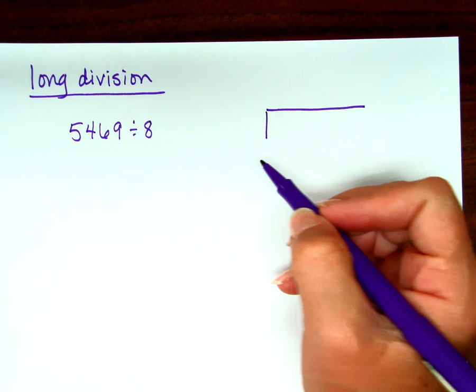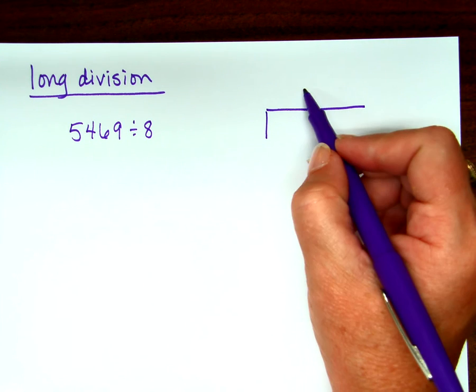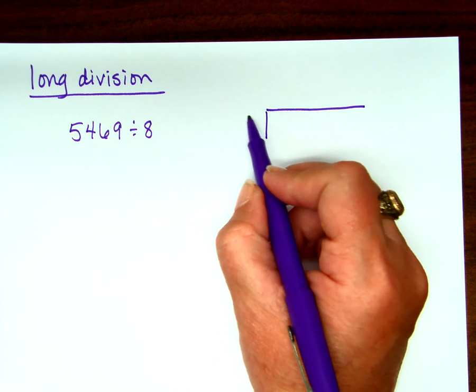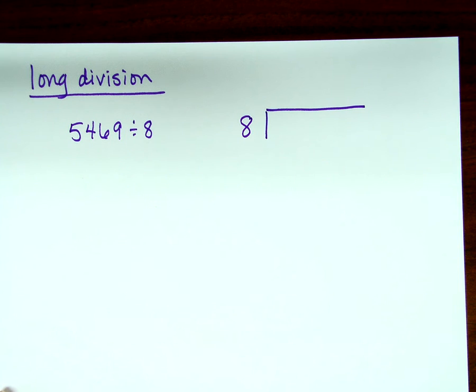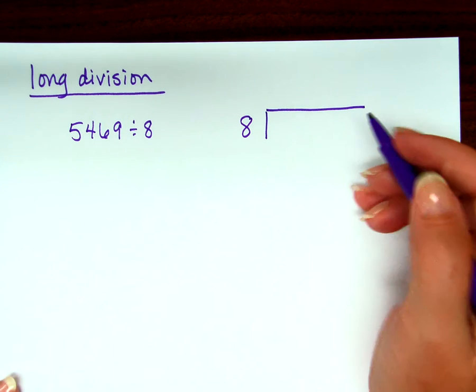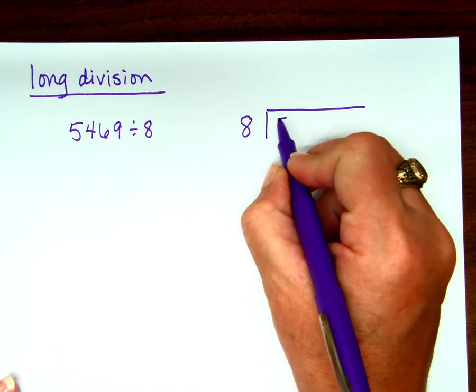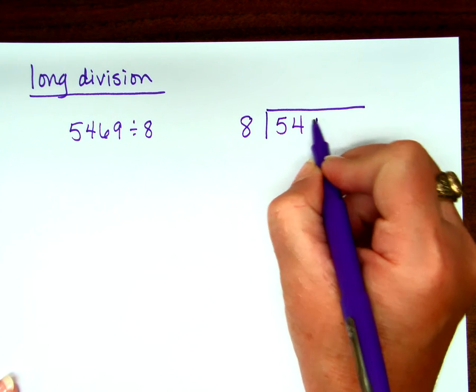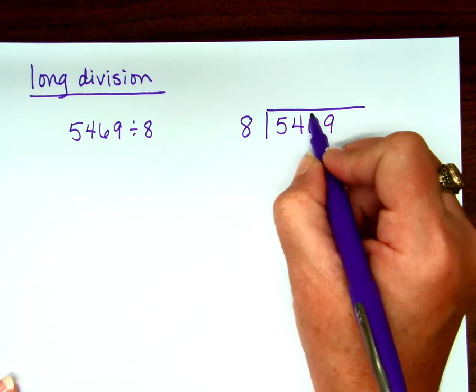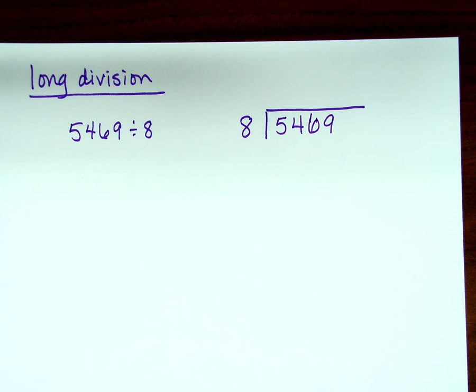So you're saying the 8 goes on the outside? Like up here? Oh, in the front. Okay. And where does the 5,469 go? Okay. Sorry for the weird 6. So now what? What do we do?